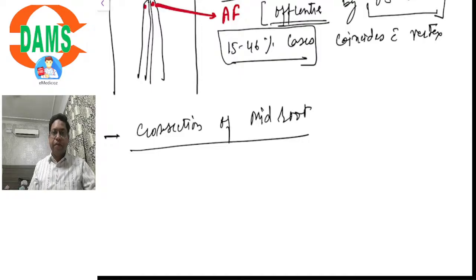Okay. Now we'll see the classification of the isthmus. The isthmus type 1. It is an incomplete connection. Incomplete isthmus between two canals in a root.